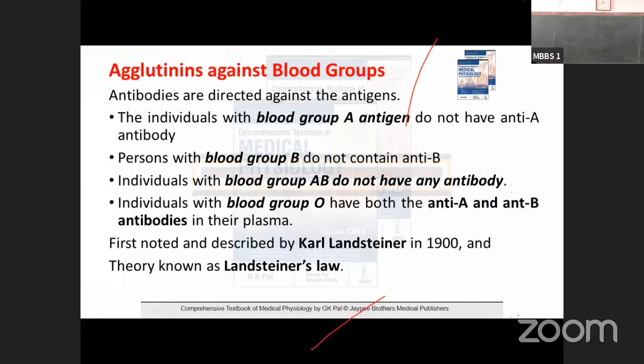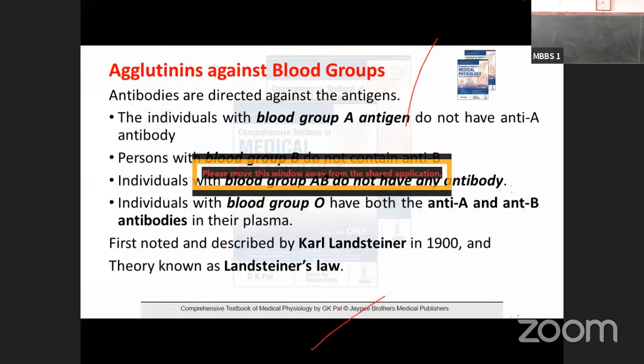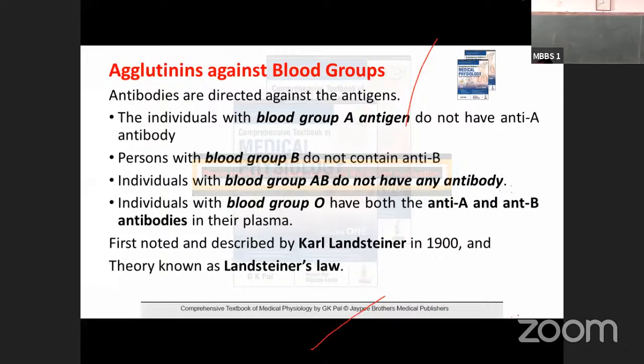Then antibodies against the blood groups. In blood group A, the A antigens are present and anti-A antibodies are absent, while anti-B antibodies are present in the A group. Same for B: in B group, B antigen is present and anti-B antibodies are absent. For the O blood group, both anti-A and anti-B antibodies are present in the plasma. And in Bombay blood group, anti-A, anti-B and anti-H, all three are present.